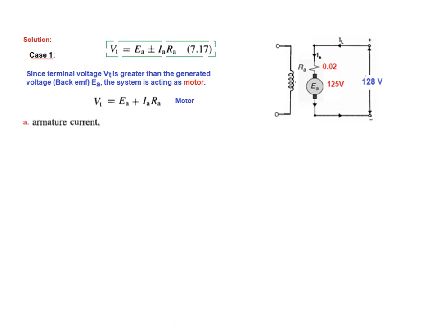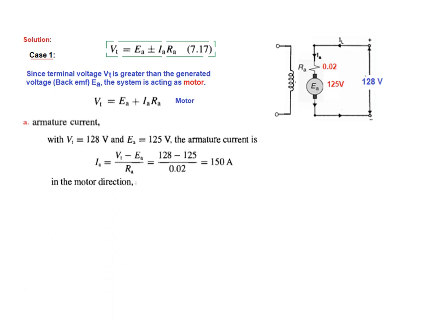Okay, now the armature current we can find from here. VT is 128, EA is 125. Therefore, the armature current will be VT minus EA divided by RA. Plugging in the values, we get the armature current to be 150 ampere, and it is in the direction of the motor. So the armature current is going like this.